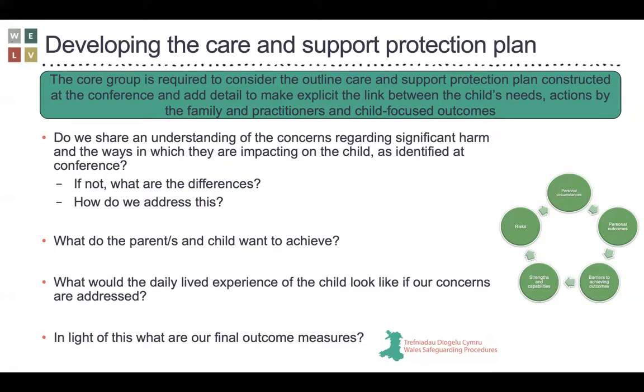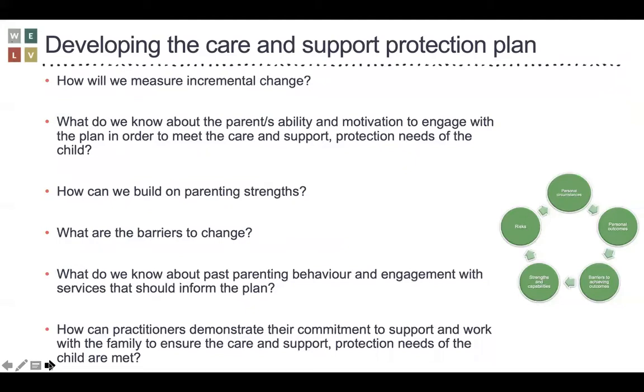What do the parents and the child want to achieve? Remembering that there could be a difference in what the parent and the child want to achieve. What would the daily lived experience of the child look like if our concerns are addressed? This isn't purely through the eyes of the professional. This is what the daily lived experience of the child would be as they have described it. In light of this, what are our final outcome measures? What will success look like? How will we measure that success and how will we measure incremental change?